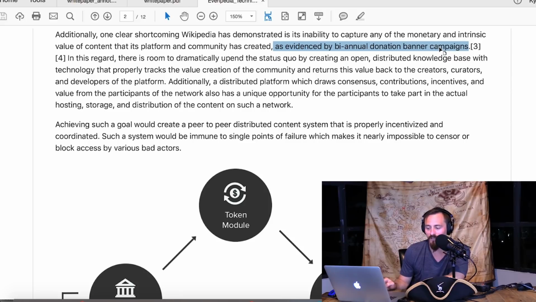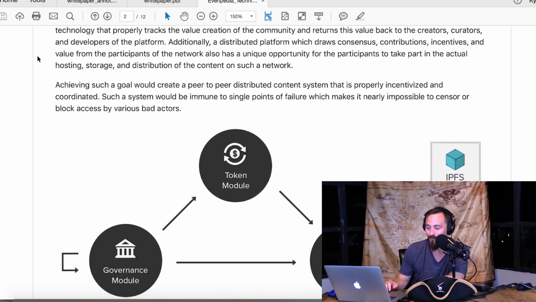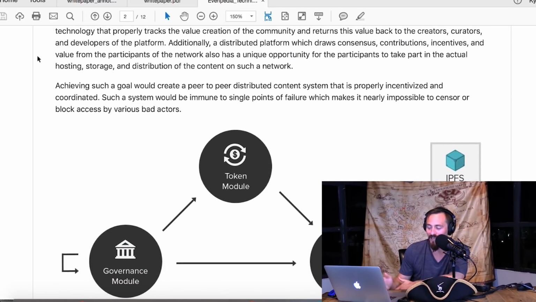I thought this part was kind of funny. It says, one clear shortcoming Wikipedia has demonstrated is its inability to capture any of the monetary and intrinsic value of content that its platform and community has created, as evidenced by biannual donation banner campaigns. So I think we've all seen those. I know Jimmy Wales is the guy that always shows up, essentially begging for money. And it's kind of crazy, right? Because Wikipedia is very useful, and it would just be a little bit nicer if there were more of an automated behind-the-scenes way for an encyclopedia to get funded or to reach financial sustainability.